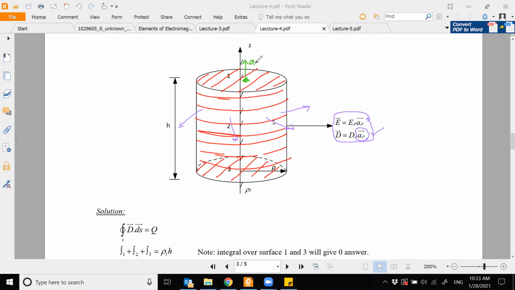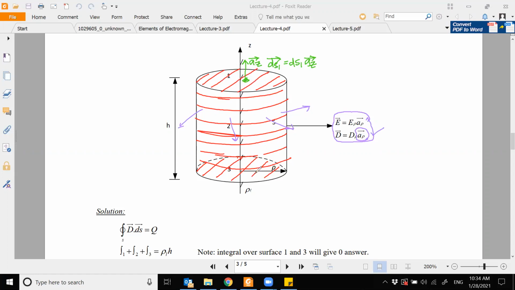And this normal is nothing but your az. So therefore, in this case, your DS1, which is the first surface, DS1 bar is equal to your DS1 magnitude times az for this surface. Clear?